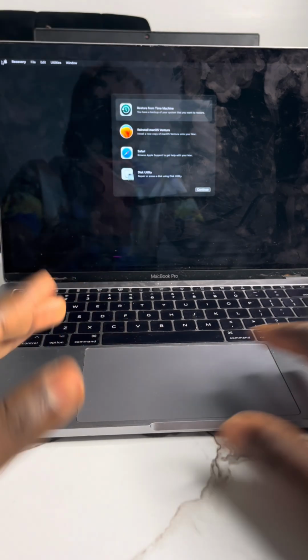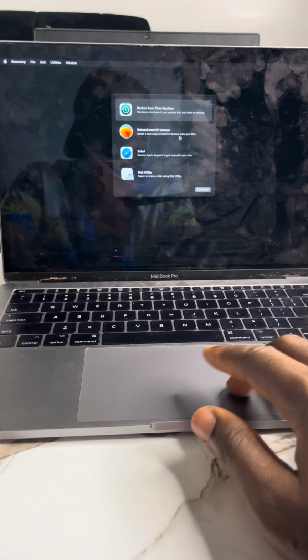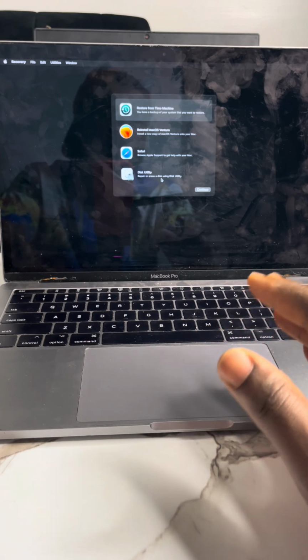Now, we've entered the recovery mode. From this place, you can reinstall your Mac OS Ventura. From this place, you can also erase your disks by entering the recovery mode.